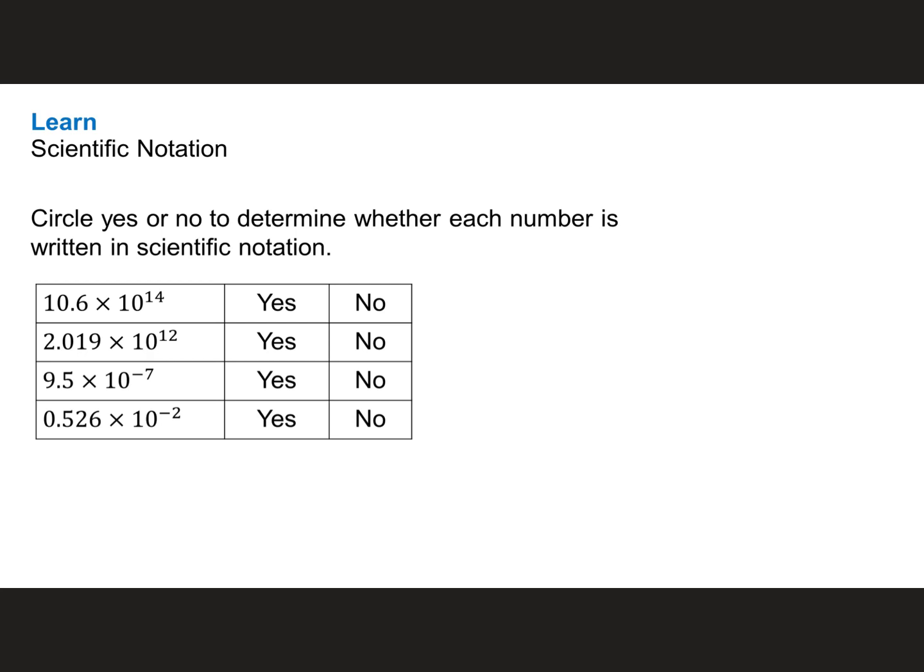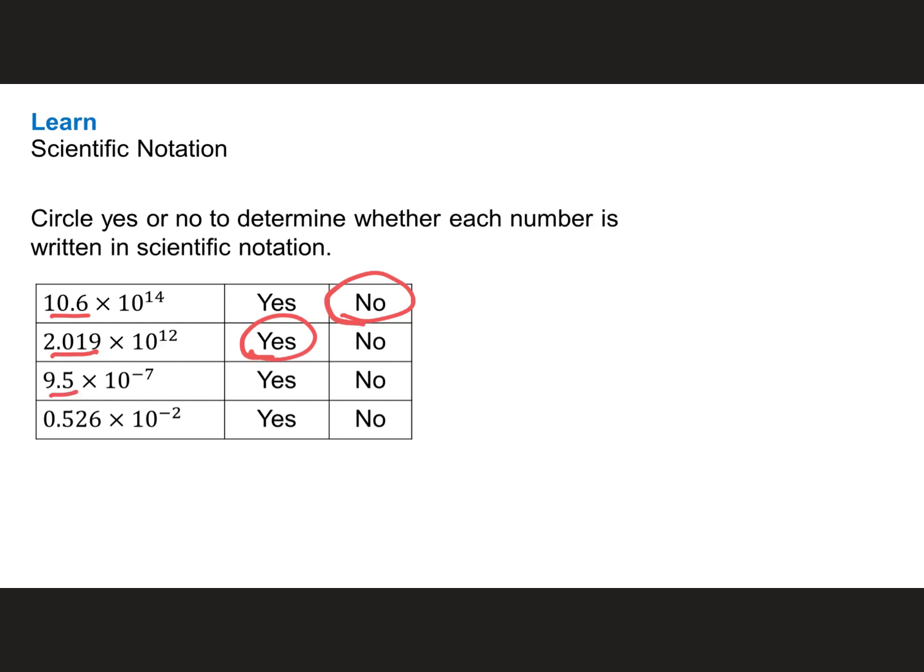So let's look at these right here. Which of these is written in scientific notation? Well, this first one, if we look at it, this number is greater than 10. So no, it cannot be written in scientific notation. The next number is less than 10, but greater than 1. It's written in a power of 10, so yes, this is written in scientific notation.